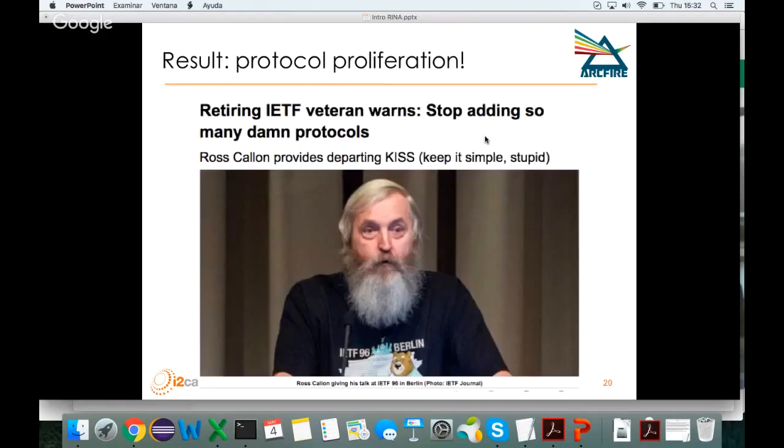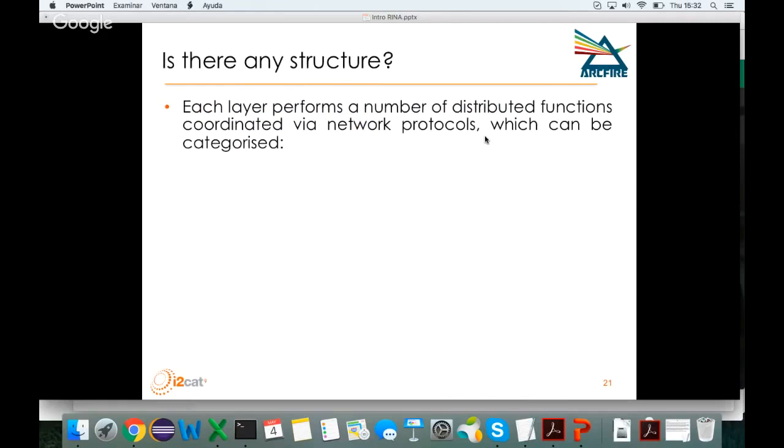And this is something that at least some people in the IETF, especially the old guys, are aware of. Like this person here, Ross Callon, was a veteran of the IETF, and when he was departing, he was showing his worry about this complexity growing and growing. And this can be really problematic because complexity makes all other problems worse. It makes security worse, makes scalability worse, and so on.